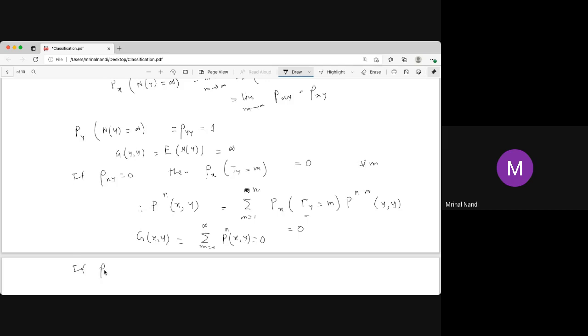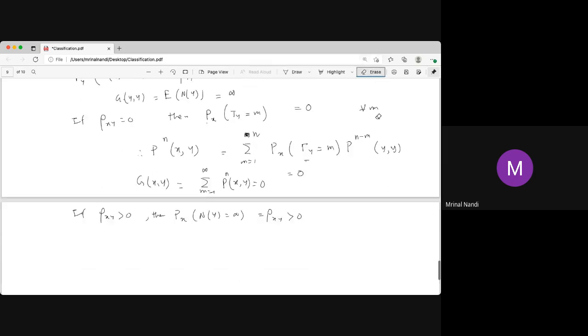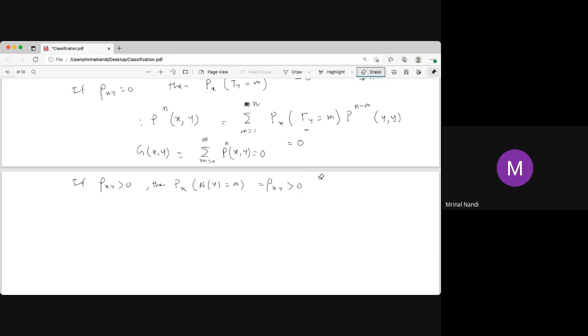Now if rho(x,y) is positive, what happens? Then start from x, the probability of ever visiting y is rho(x,y), which is positive. Two cases: rho(x,y) is positive or rho(x,y) is 0. Y is the recurrent state, remember that. X may or may not be, we don't know. Now, what is G(x,y)? G(x,y) is again the expected value of N(y) starting from x. This is again infinity, because it is infinity with positive probability. So infinity with positive probability means the expectation is infinity.